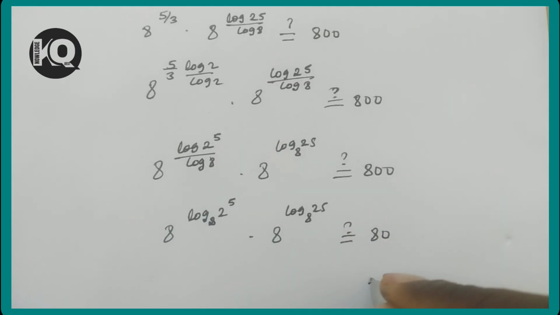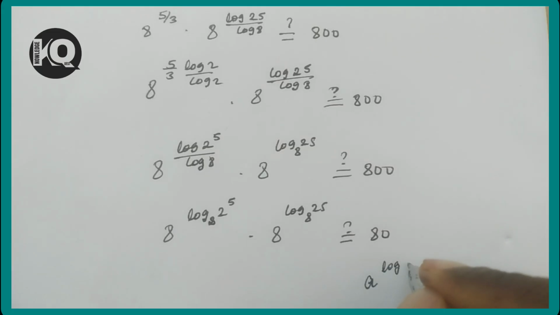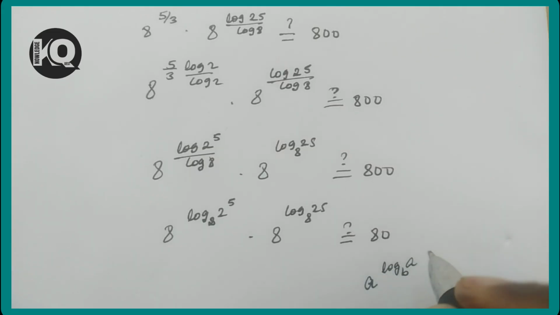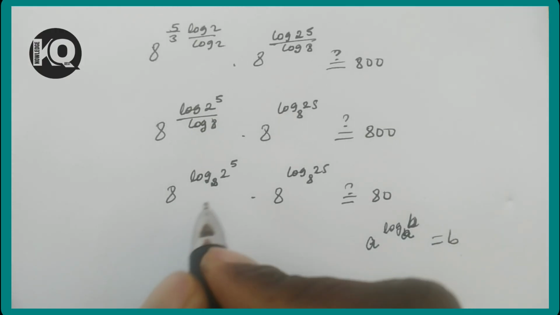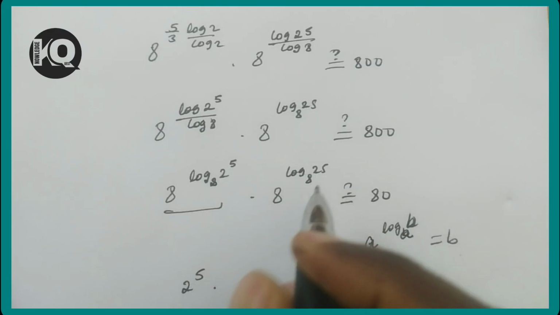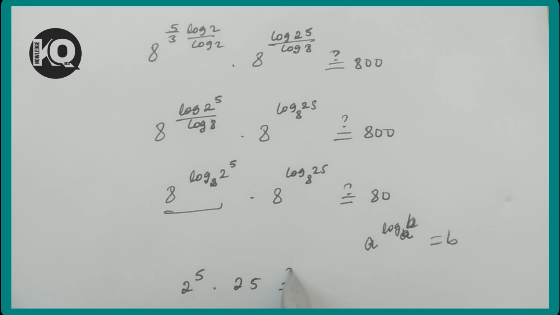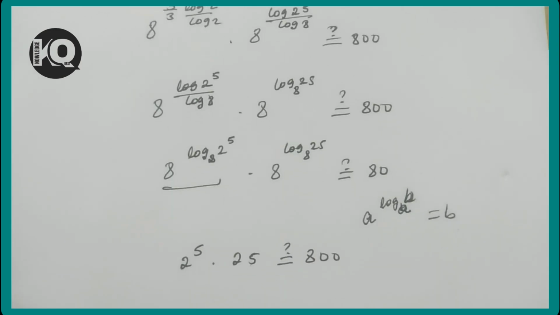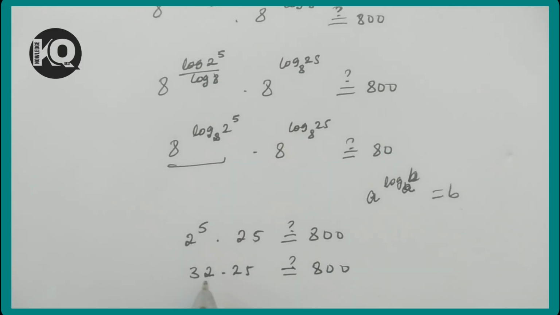And we know that a to the power of log of b to the base a is always b. So this term will be 2 to the power of 5, and this term will be 25, which is equal to 800. So 2 to the power of 5 is 32. So 32 times 25 is equal to 800. So 800 is equivalent to 800.